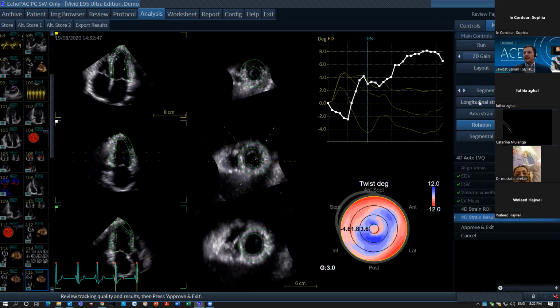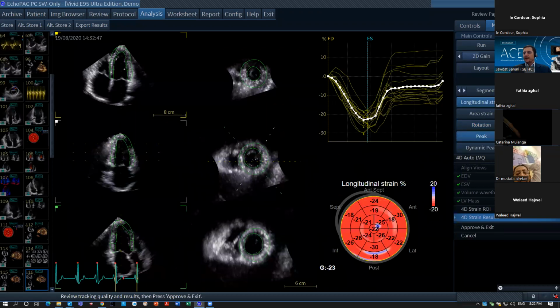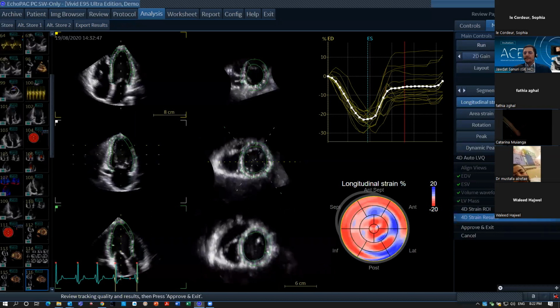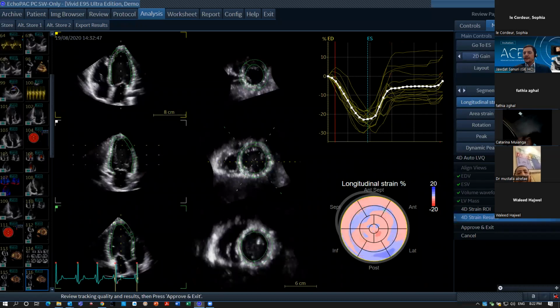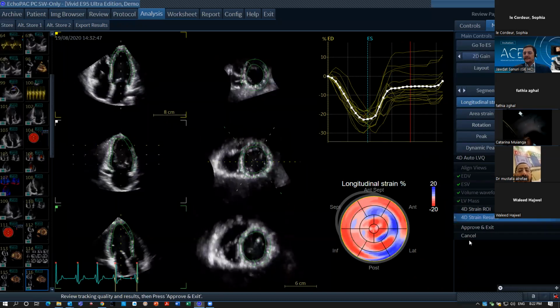So basically, when we are doing longitudinal strain, then we can also get longitudinal displacement as well. Torsion, rotation. Okay, yeah, longitudinal strain. So here we can have it either dynamic or static. We can have the region of interest dynamic as well. Okay, so this is for 4D strain.